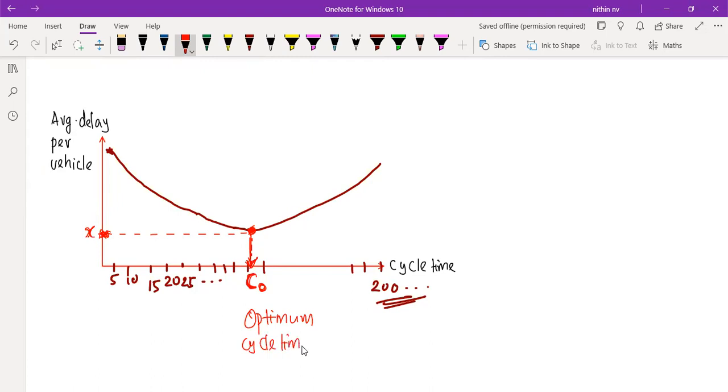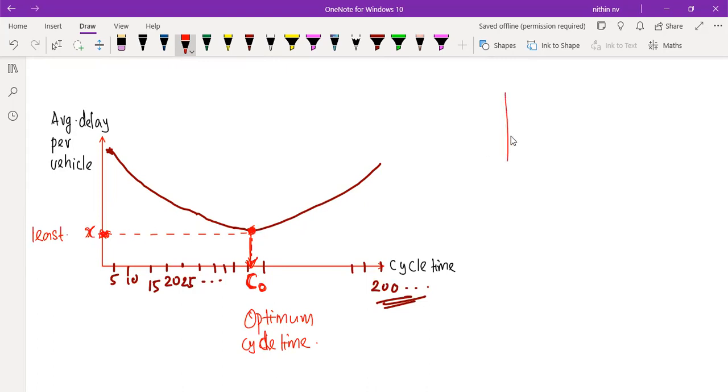So how can we define optimum cycle time or optimum cycle length? This itself is a very important question which is asked in many competitive exams. Optimum cycle time means the cycle time at which the average delay per vehicle is the least or minimum. Understood? That's how we define the optimum cycle time.